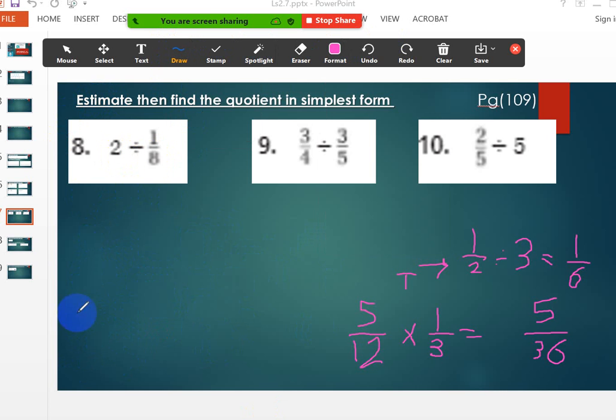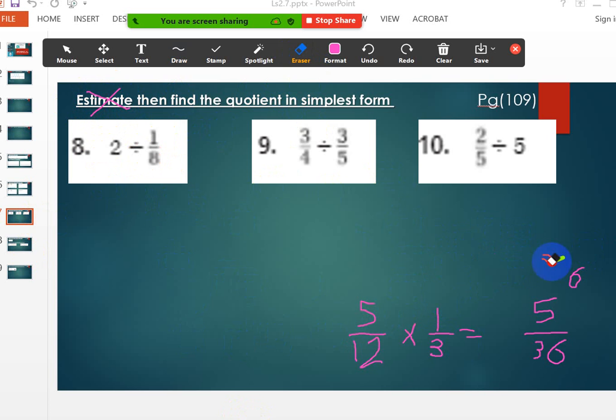So 2 divided by 1 over 8. Let's choose another girl to help me. Who didn't answer? Farah, I think, didn't answer. 2 divided by 1 over 8. So I will not make the estimate, girls, in these exercises. Farah? Yes, teacher, I'm here. Okay. Could you please help me to find the quotient?